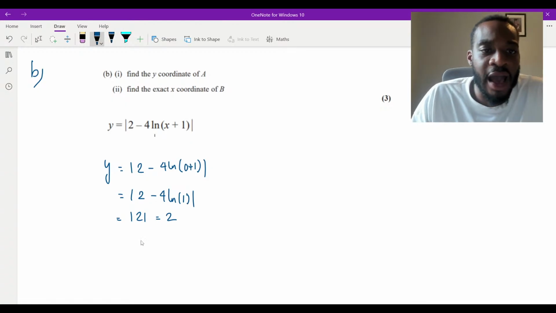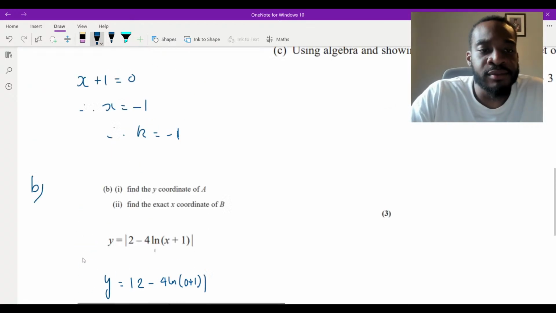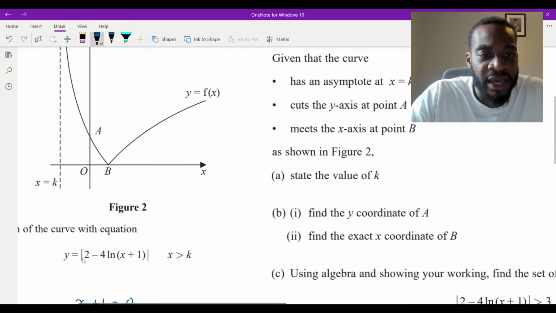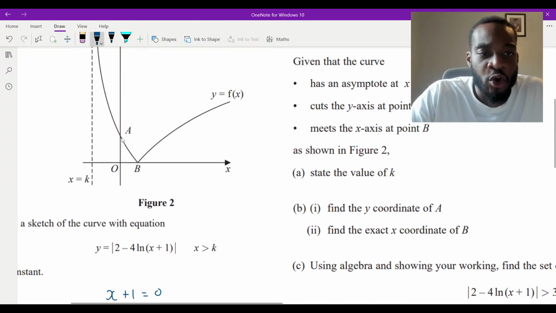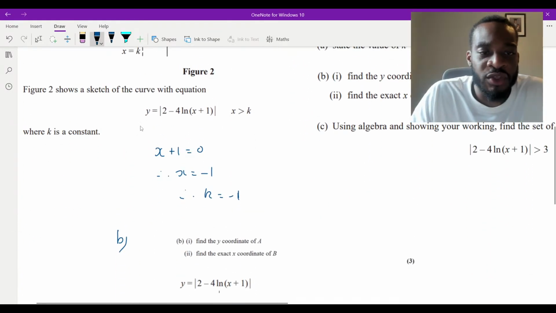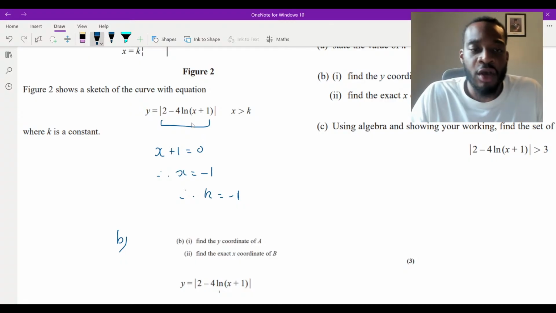So that's part I. And then it says find the exact x coordinate of B. This is part II, the exact x coordinate of B. Let's look at the graph again. That is going to be when y is 0, isn't it? So how do we make y 0? Well, this whole thing would have to be 0 for y to be 0. So you're literally just going to set this equal to 0 and then solve.